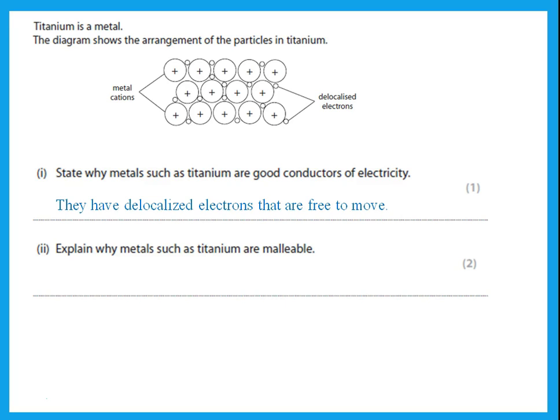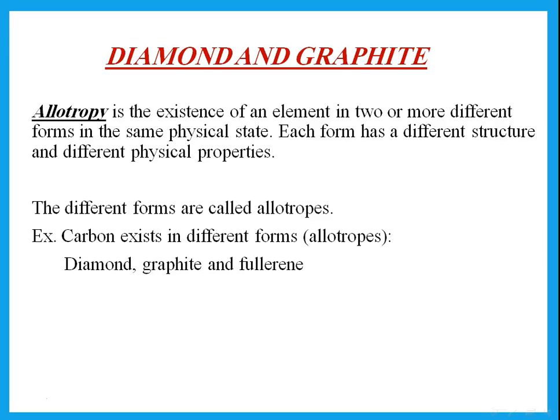Explain why metals such as titanium are malleable. We said malleable is because the layers of positive ions can slide over each other. Do we understand this? Now, another example of giant structures is diamond and graphite.